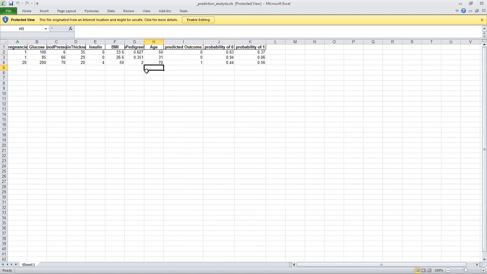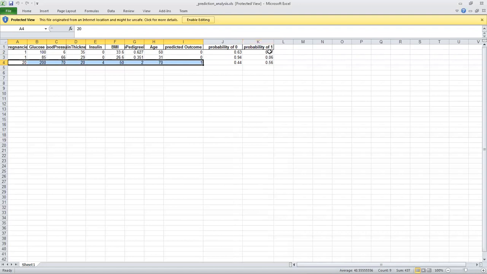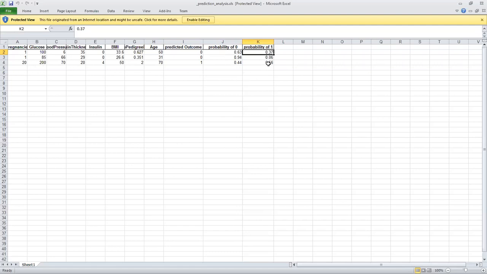Now for these 3 people that I created, the system created a prediction. You can see the predicted outcome for the first 2 people is 0, they don't have diabetes, but the third person has diabetes. You can even see the probability of having diabetes or not, 1 and 0. For example, for this person, the probability of not having diabetes is 94% versus 6%. For this one, 63% versus 37%. And here, the probability of diabetes for this person is 56%.